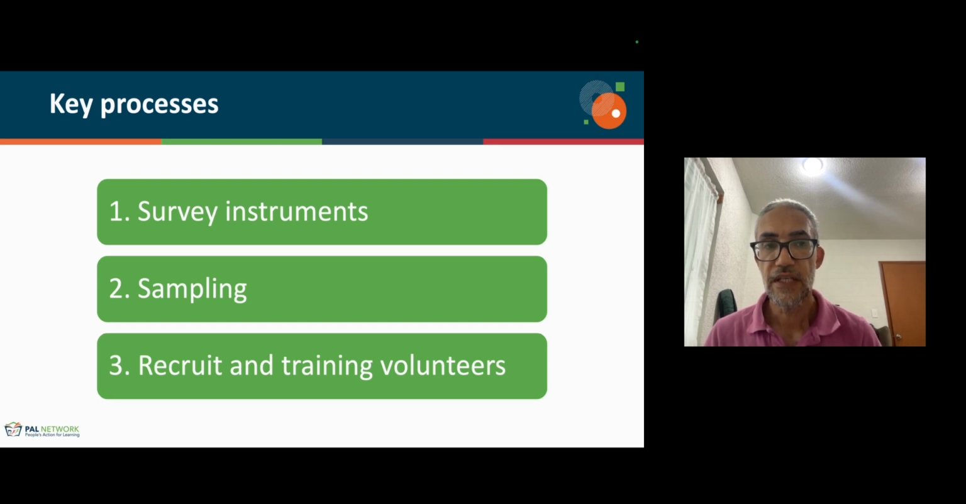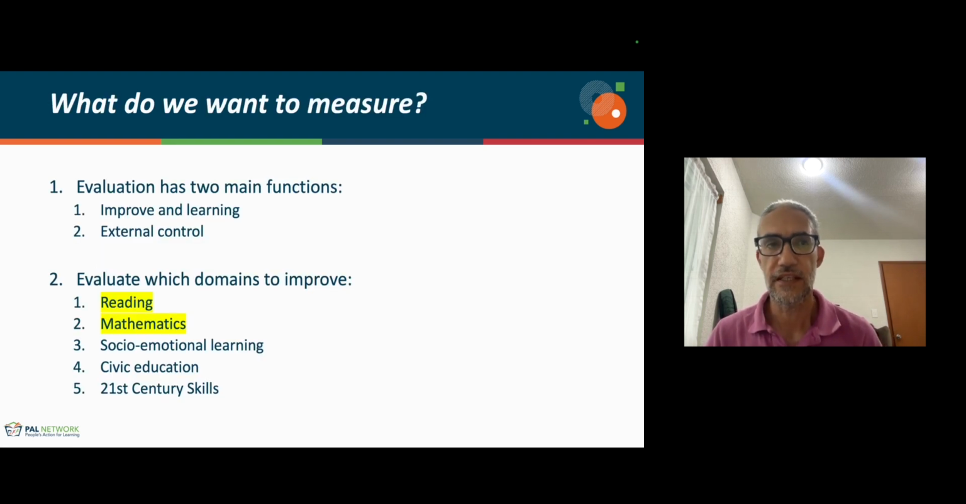We are working in three key processes that are basic to planning and designing a citizen-led assessment. The first of all is to ask and decide what we want to measure. Evaluation has a lot of functions, but two main ones. One is improvement and learning: evaluation helps us learn about our weaknesses and strengths. The other is related to external control. In the Mexican case and in the citizen-led assessment approach, we believe that improvement and learning is the main function that this kind of evaluation serves.